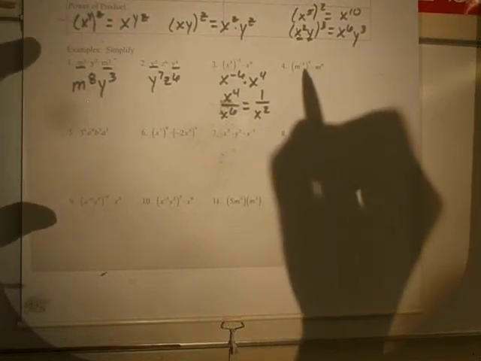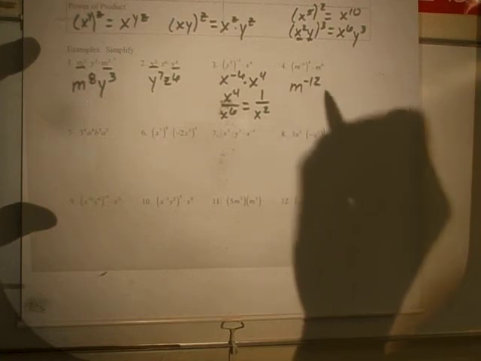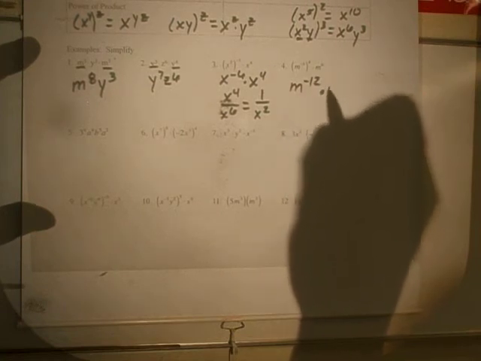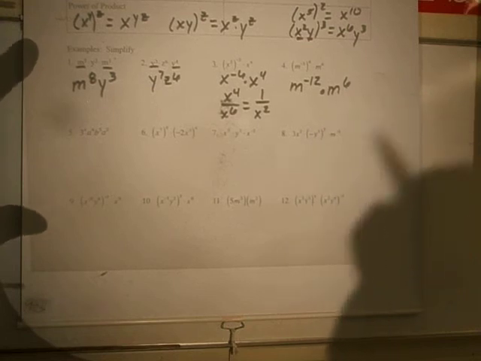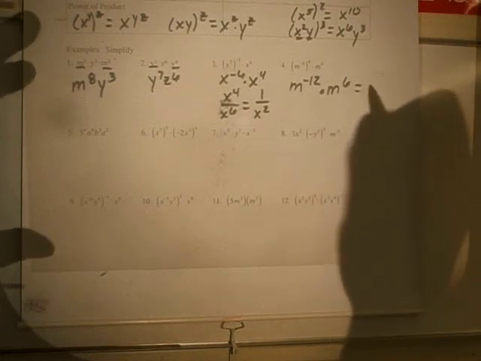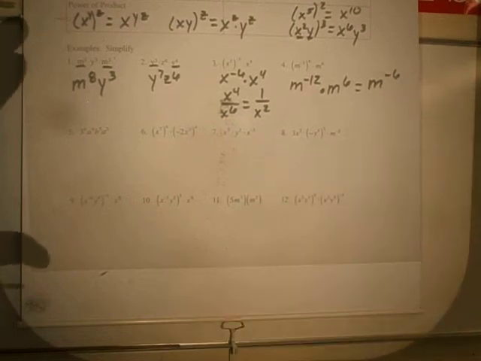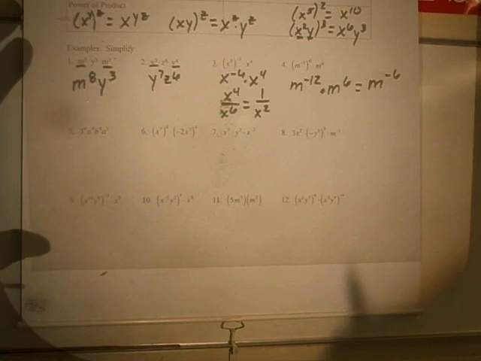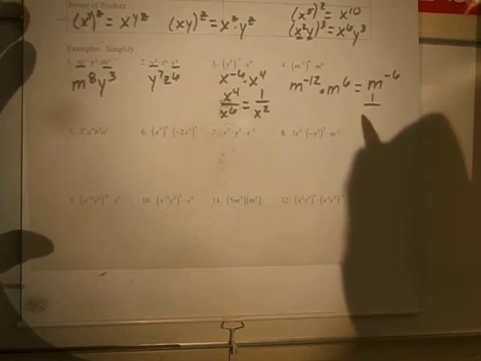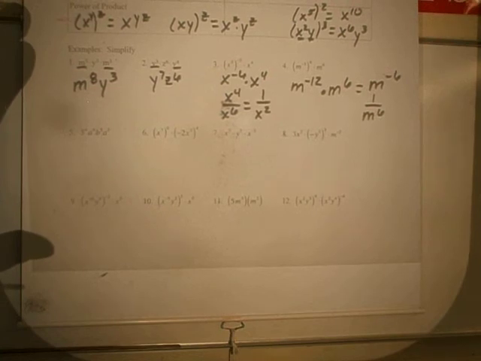Number 4, an exponent to an exponent you multiply. That would be m to the negative 12th times m to the 6th. When we multiply, we add exponents, and that would be m to the negative 6th power. And now, since that's to the negative 6th power, we would have 1 over m to the 6th.